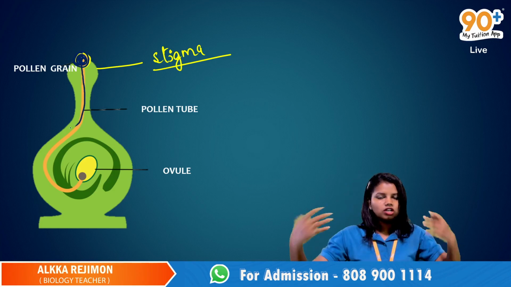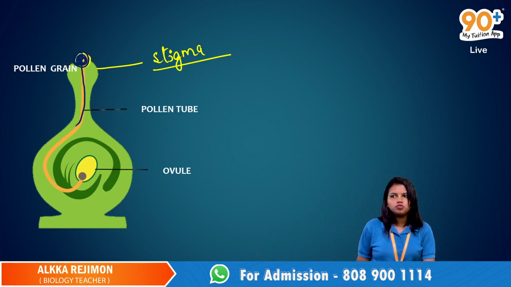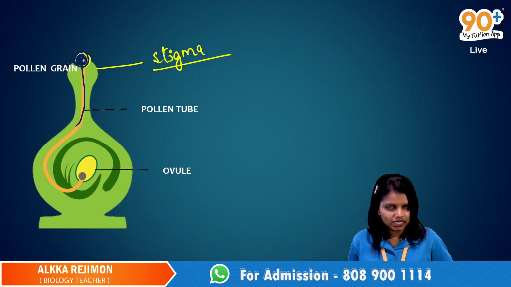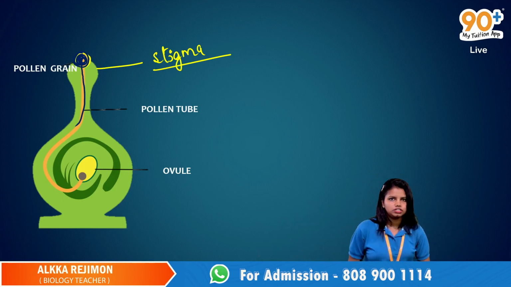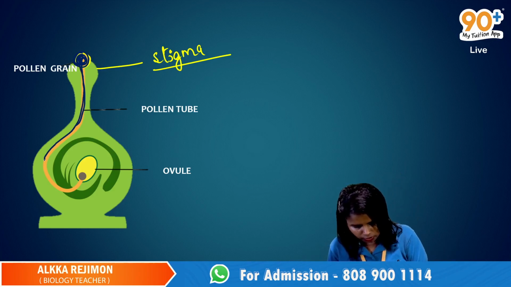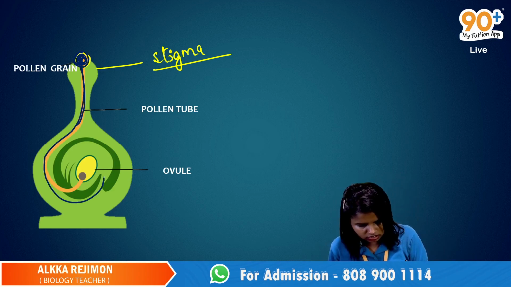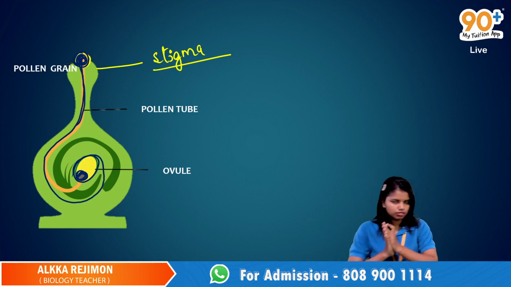Somehow this pollen grain which has fallen on the stigma can move in any direction. It can move to the sepal region, it can move to the petal region, but no, it is moving directly into the ovule region. How does that happen? This pollen grain somehow finds its way to the particular area where the ovule is present, and they get fused.